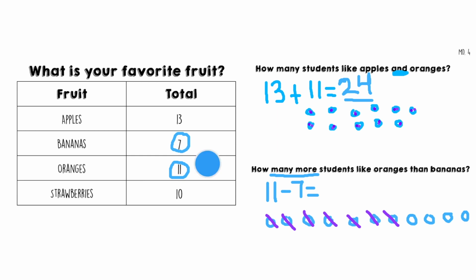So my answer is 4. There are 4. So how many more students like oranges than bananas? 4 more students like oranges than bananas. The strategy that I used to answer my how many more question is I subtracted. I knew that I had to start with my larger number. When I'm subtracting, I had to start with my larger number, and I subtracted my smaller number. So that's why I have 11 minus 7.